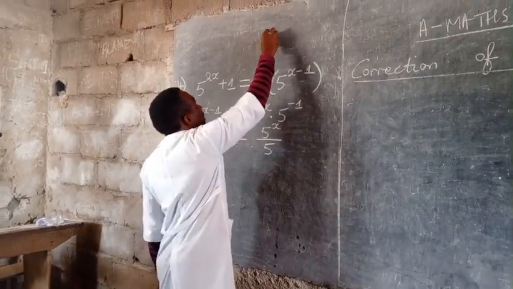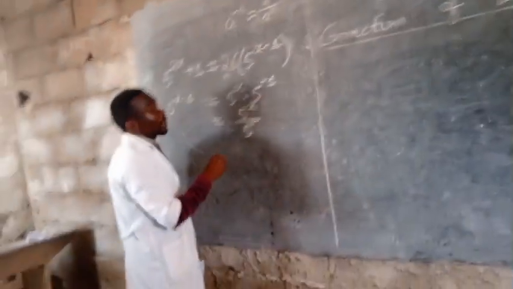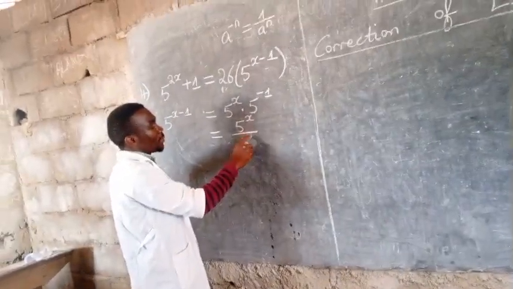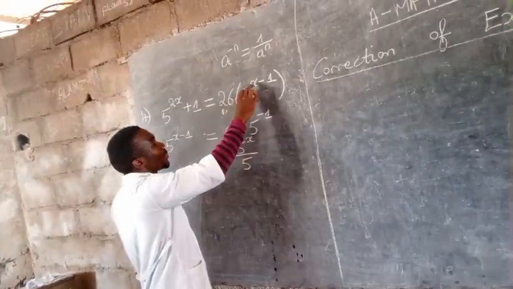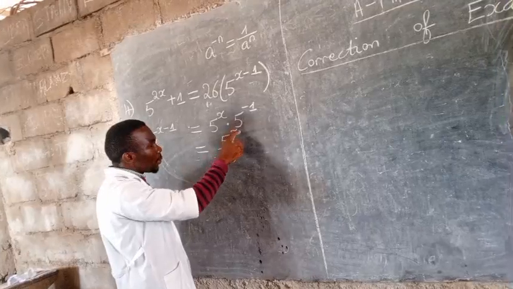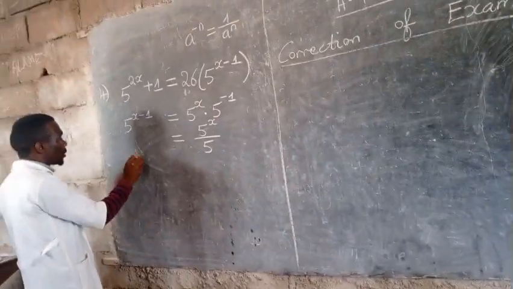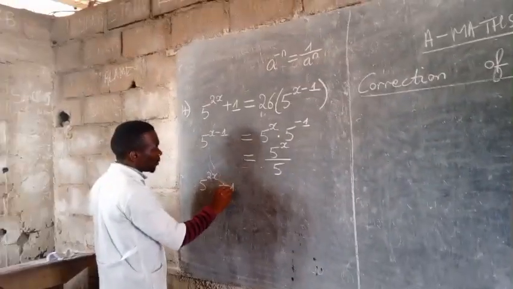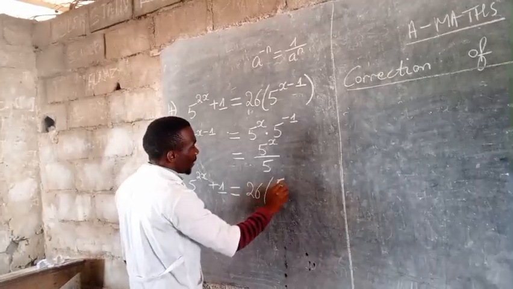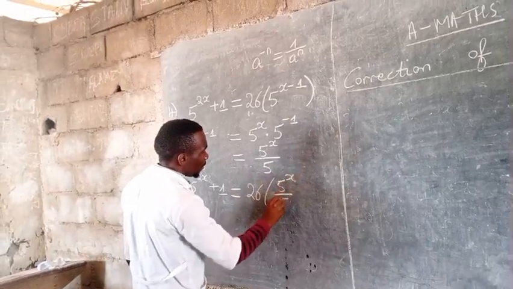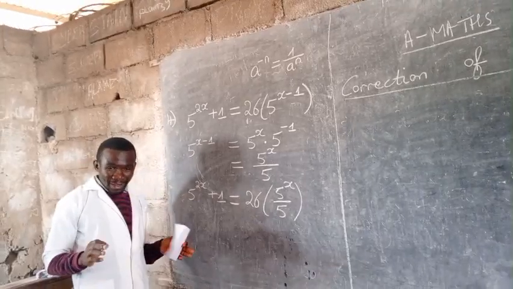We know a raised to the power negative n is equal to 1 over a raised to the power n, right? We know 5 raised to the power 1 remains 5. So we are going to replace 5 raised to the power x minus 1 with 5 raised to the power x all over 5 in this equation. This will give us 5 raised to the power 2x plus 1 is equal to 26 times 5 raised to the power x all over 5, like this. Are you seeing how it is going?